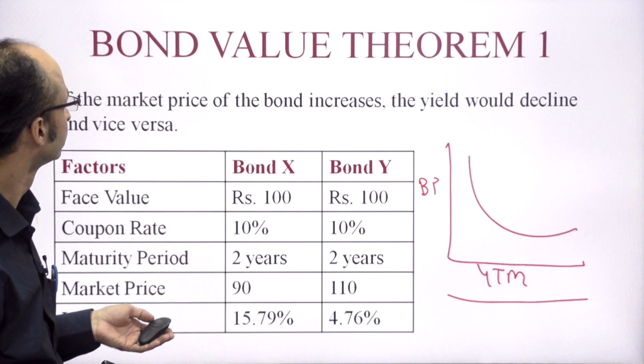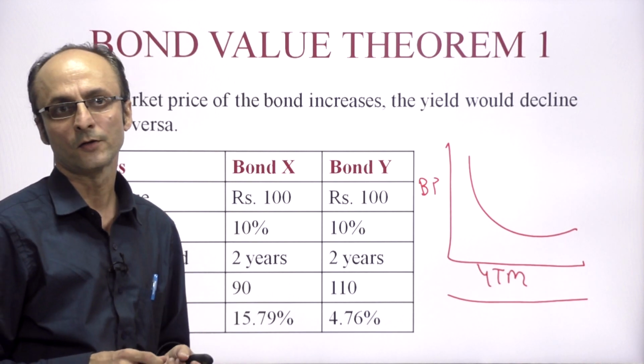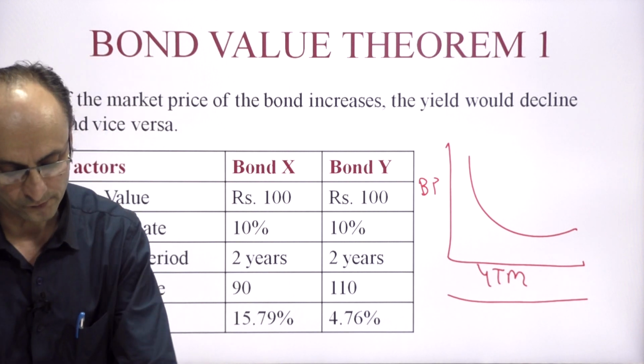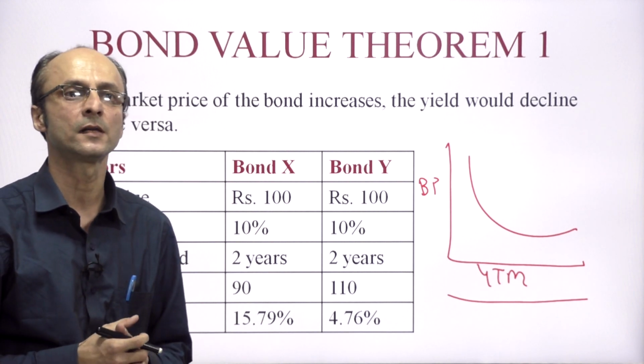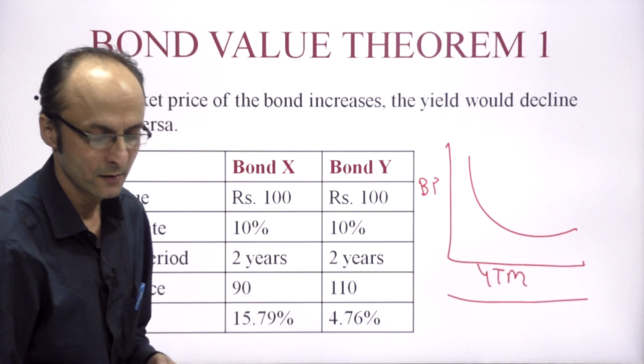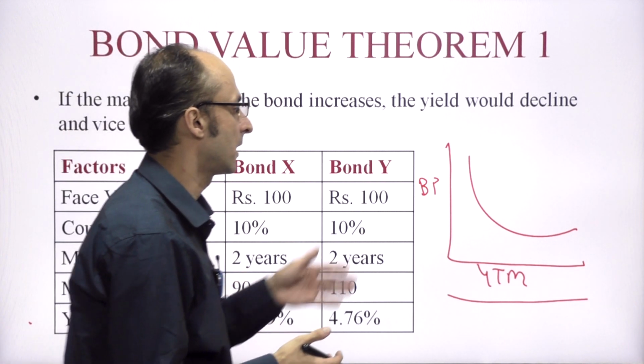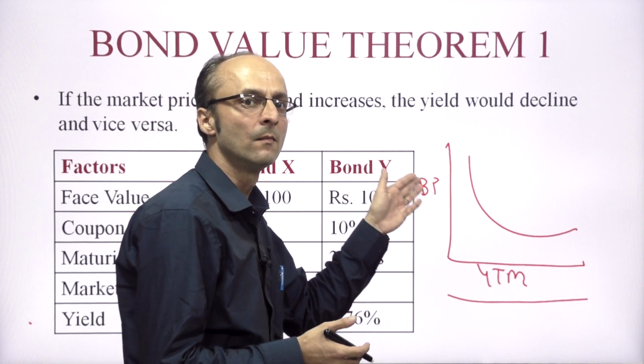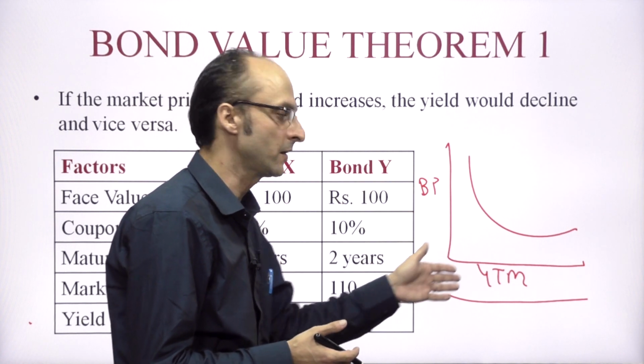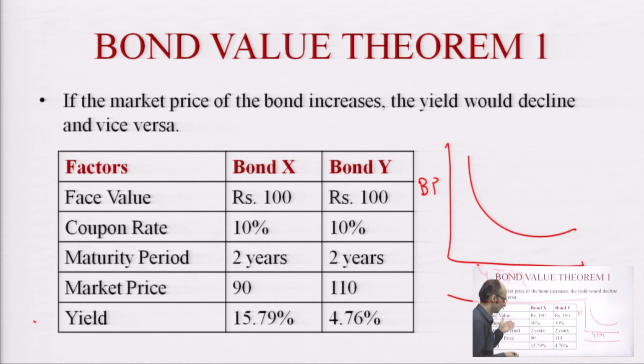Theorem 1. What was theorem 1? Theorem 1 was trying to establish a relationship between the bond value, bond price, and the yield. This theorem explains that there is an inverse relationship between the bond price and yield to maturity, which we have identified in our slide as well.